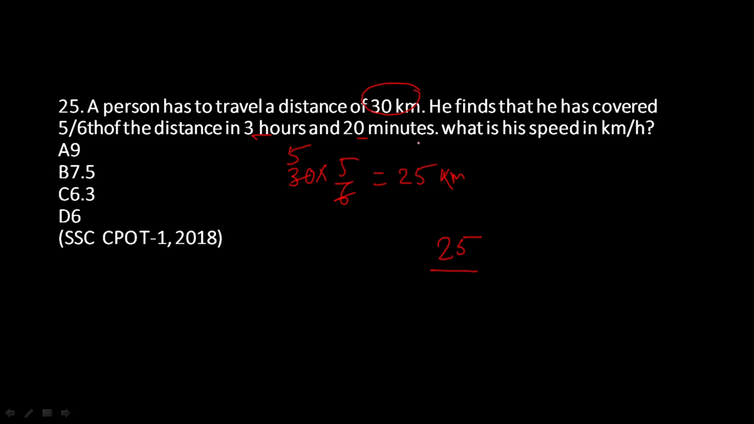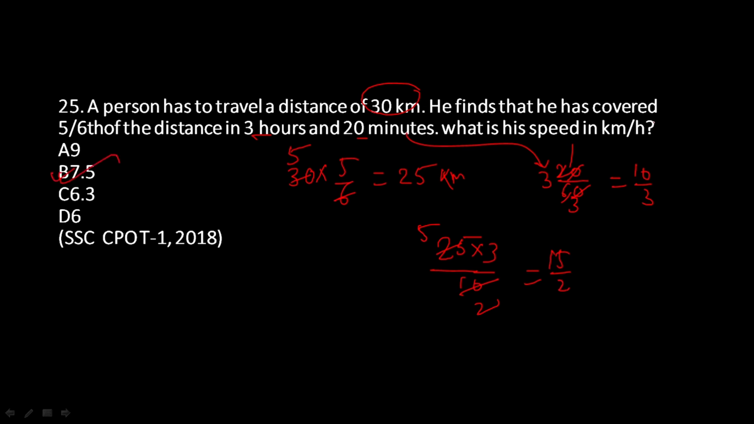3 hours 20 minutes means 3 and 20 by 60, 1 by 3. So 10 by 3. So it will be 3 by 10, right? 5 2s are 10, 5 5s are 25, 15 by 2 means 7.5. 7.5 is the speed, right? I hope this is clear too. It is an easy one. Moving to the next one.